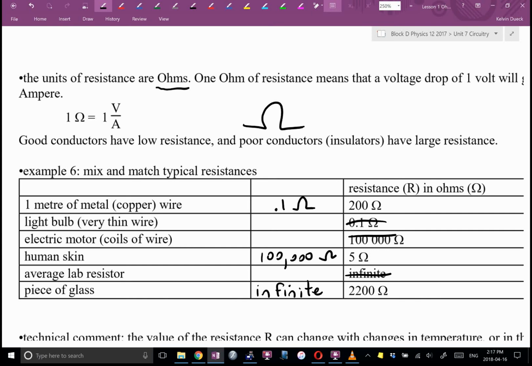Of the three remaining, which one do you think has the highest resistance? Now, here's a hint. High resistance often means high heat generation, because you're losing a lot of voltage, which is energy per coulomb, in that resistor. And an easy way for that energy to go is heat. So of the three remaining, which one gets pretty hot? Light bulb.